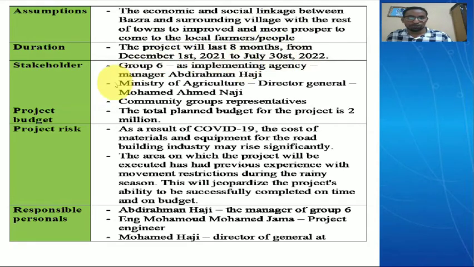So the stakeholders of the project are Group 6, which is us as the implementing partner. Also, the donor of the project is the Minister of Agriculture. Mohamed Haji is the Director General of the Ministry of Agriculture, as well as community group representatives. Those are the project stakeholders. So the budget is 2 million. The Minister of Agriculture will fund 2 million to implement this project.